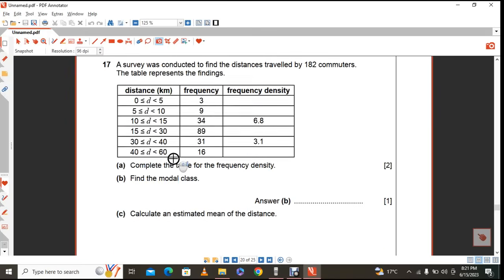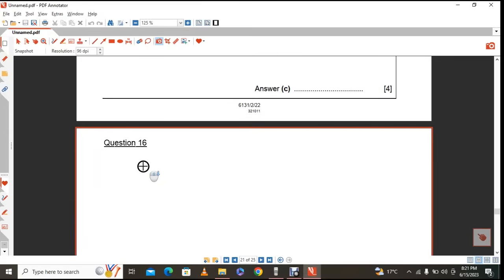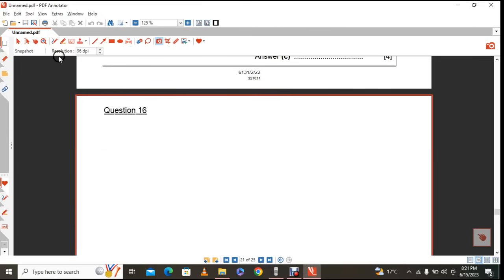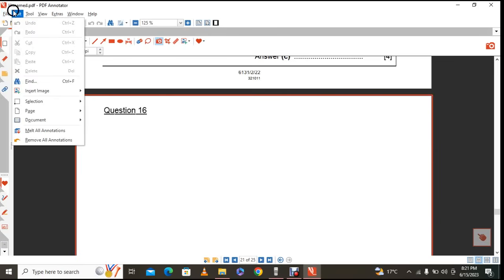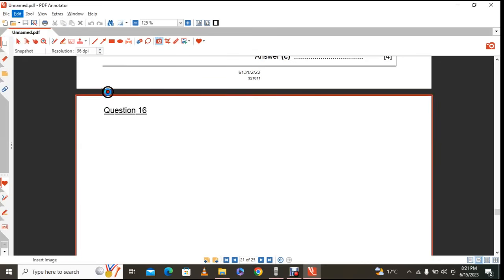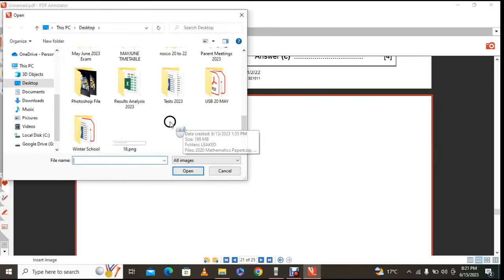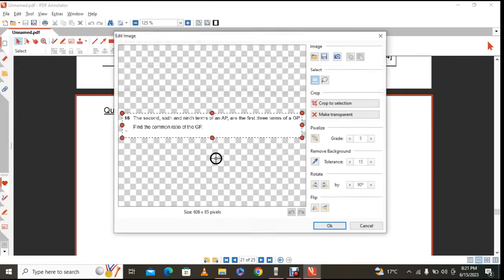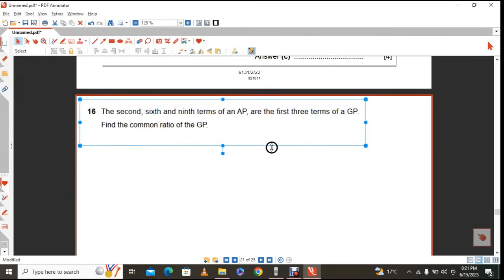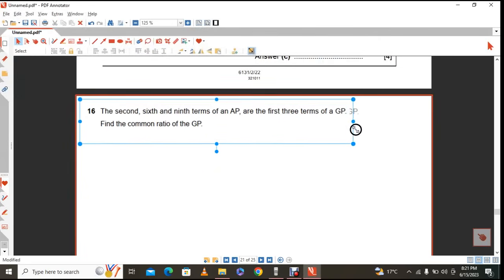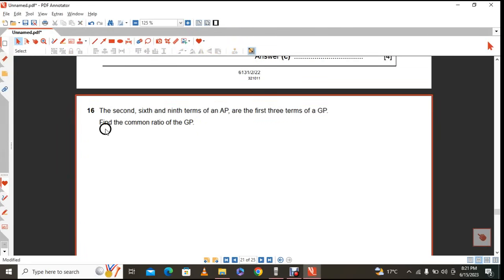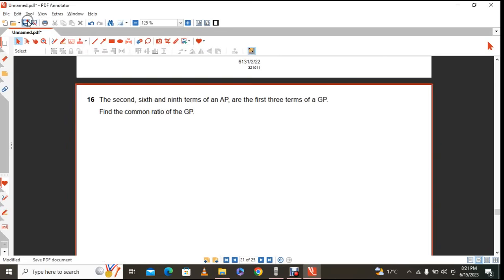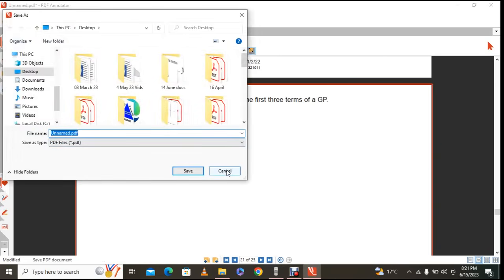Okay, so that brings me now to the clean page. So what I'll do is I will now insert an image. From the desktop, I said 16. There we go. Of course, I want it like that. So here we are. I think now the question is ready, and we can now have a look through it.